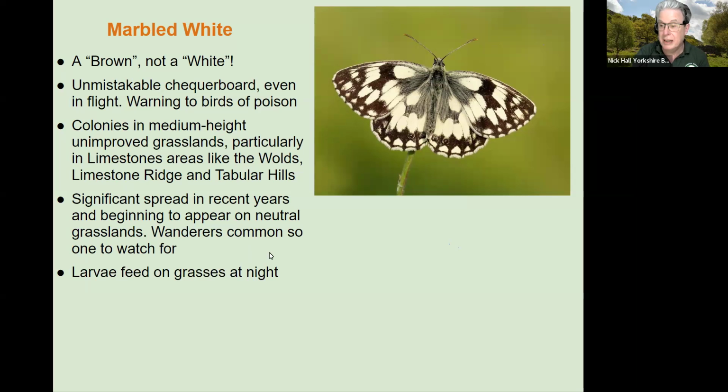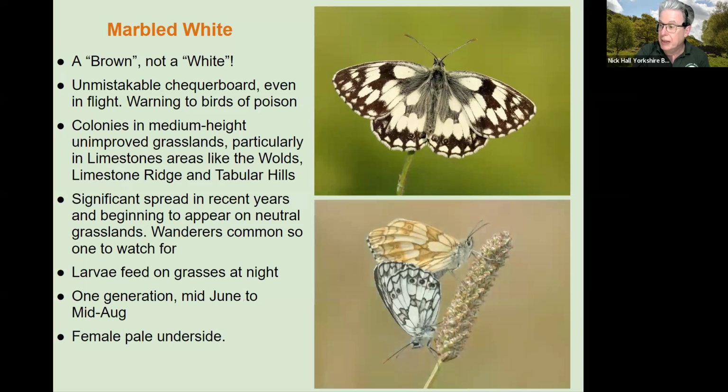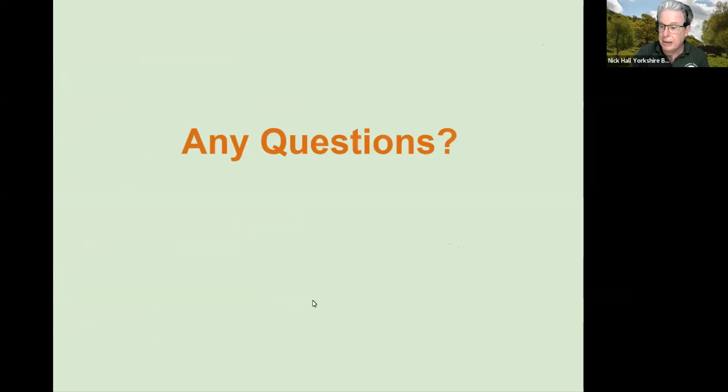Larvae feed at night, one generation, which lasts from mid-June to mid-August. How you tell them apart is the female is very light coloured compared with the male, dark coloured on the underneath. And in the adult, this is a female, it's very slightly creamy coloured. That's how you tell the sexes apart. And that's the end of the browns. So I'll ask for questions at that point.